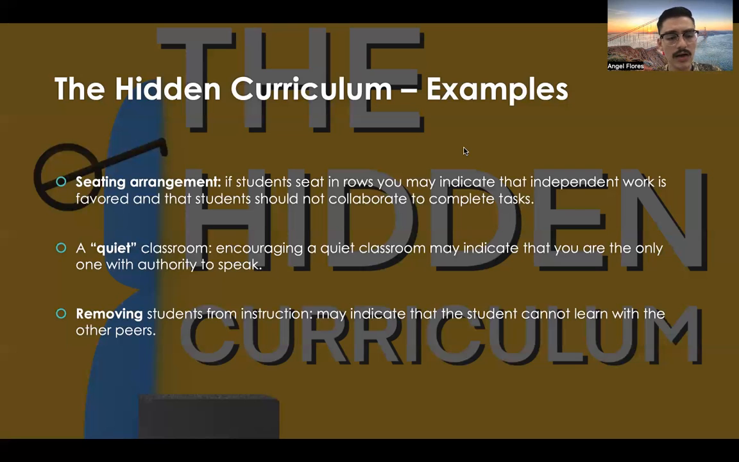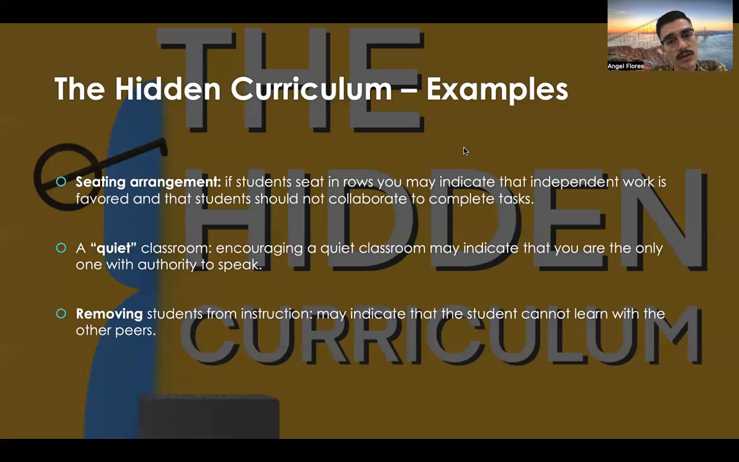We can also teach a quiet classroom. We encourage a quiet classroom. That may indicate that the teacher is the only one who has the authority to speak. So if you're constantly reminding students that the classroom needs to be quiet at all times, you're basically teaching that they have no voice, they have no opinion in the classroom, that their learning only occurs when they are listening to the teacher, and the only thing that's valid is whatever the teacher says. That happens when you encourage a quiet classroom.